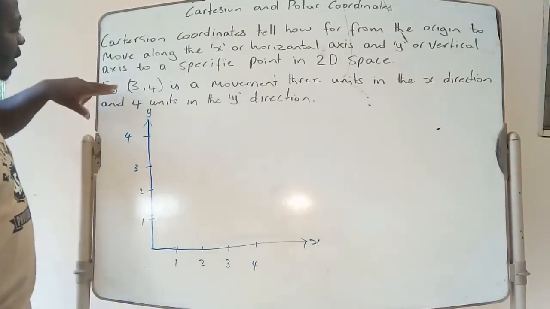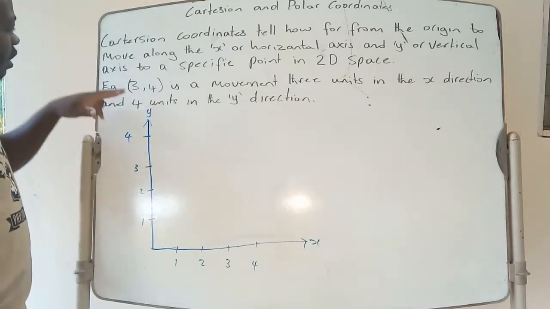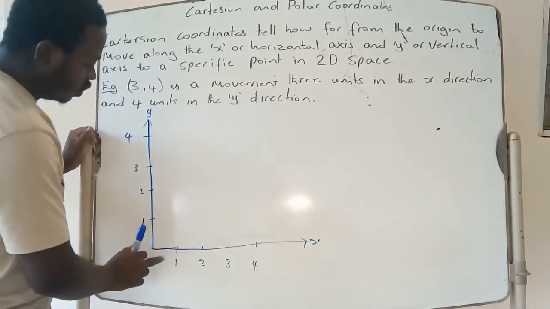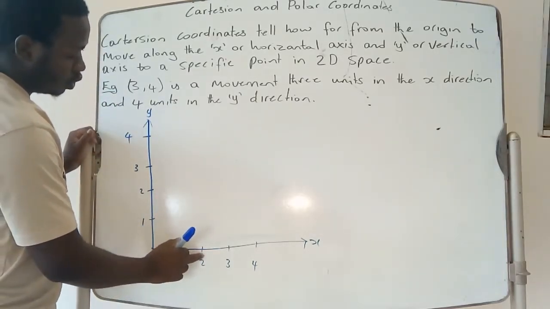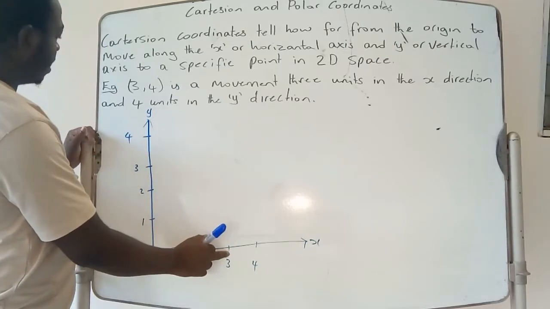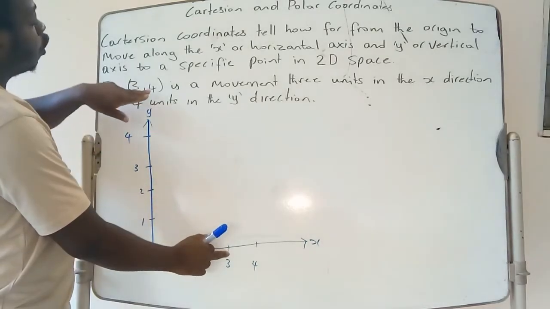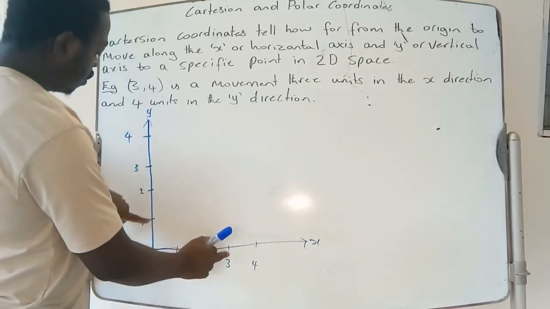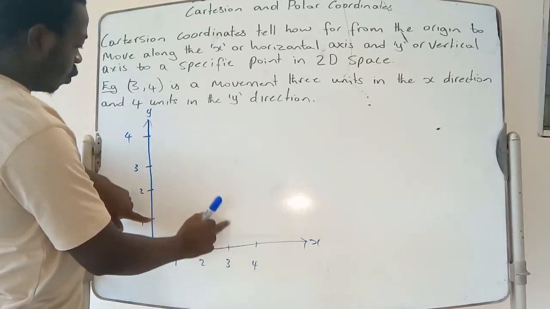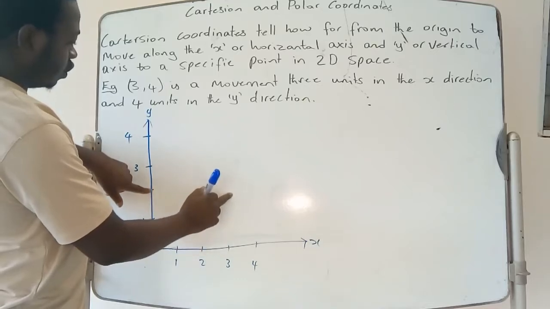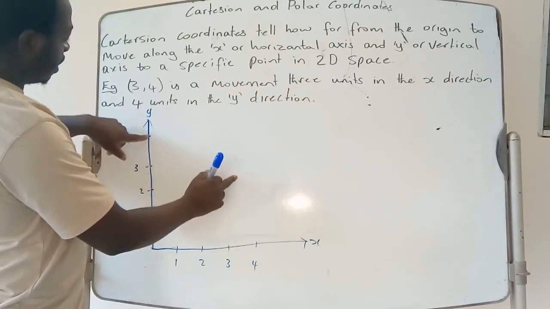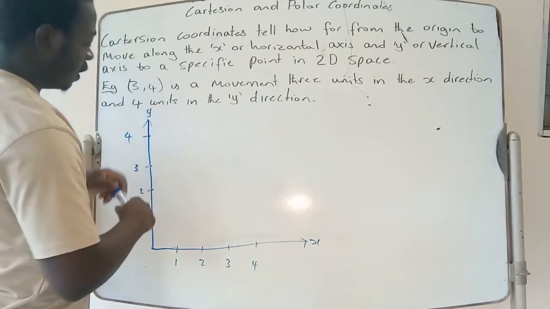Now if I want to plot this point on this plane, it means that I need to go 3 units on the horizontal. So I'm going to go 1, 2, 3 units on the horizontal. Then I must go 4 units on the vertical, or the y-axis. So I'm going to go about 1 here. This is about 2. This is about 3. And this is about 4, right?